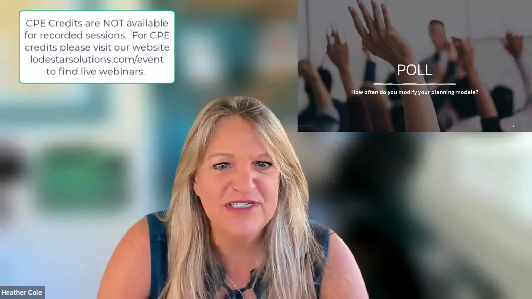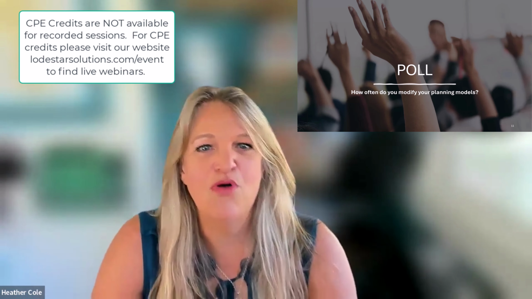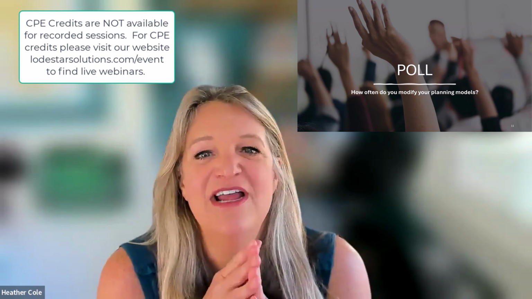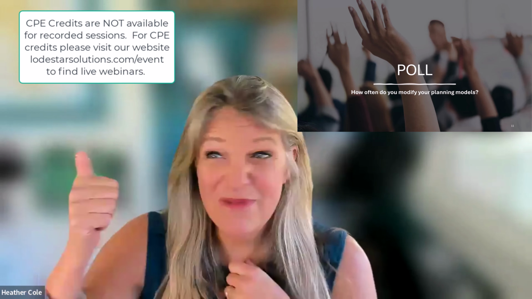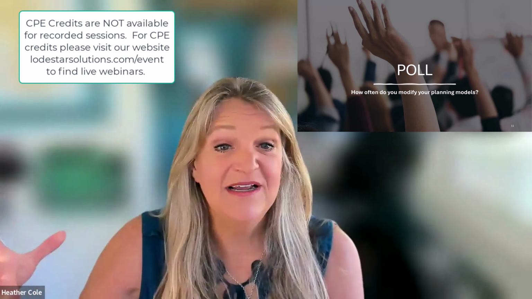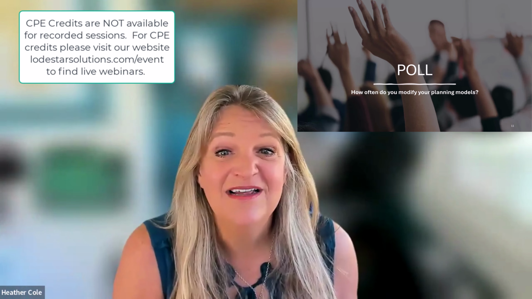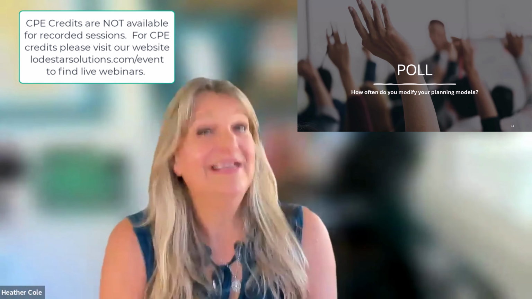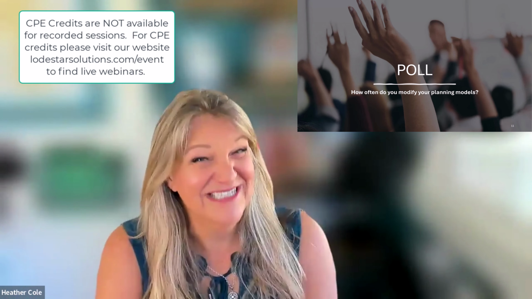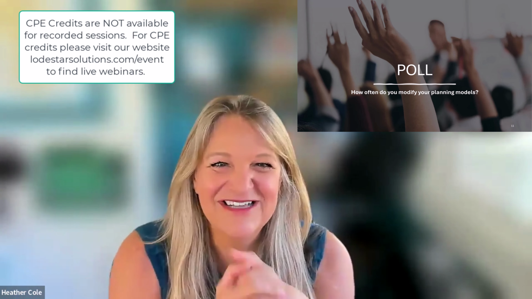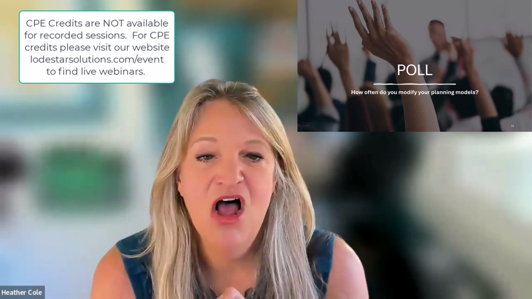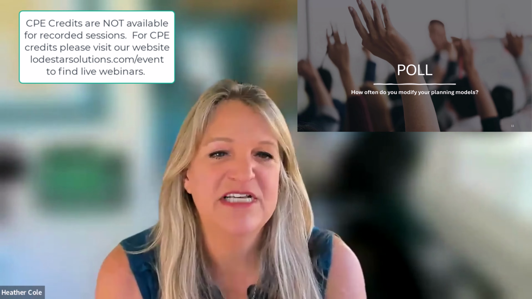Okay, so now that we're into that, let's do one more quick poll. Remember, you need these for CPE credits. Our next poll question is, how often do you modify your planning models? Is it monthly? Is it quarterly? Semi-annually? Yearly? Every 2 years? Or it's been a long time? Okay, we see some results coming in. We will leave this poll open for another 40 seconds as you answer these questions.